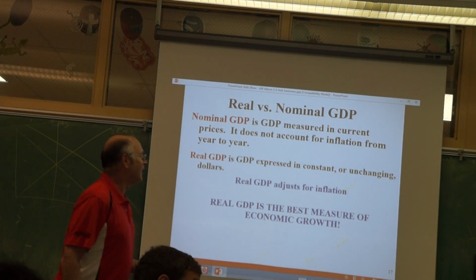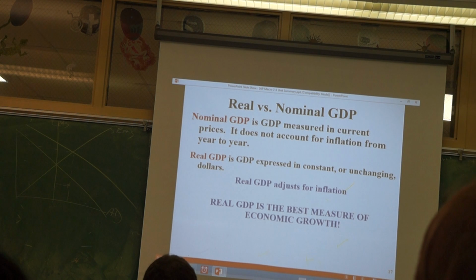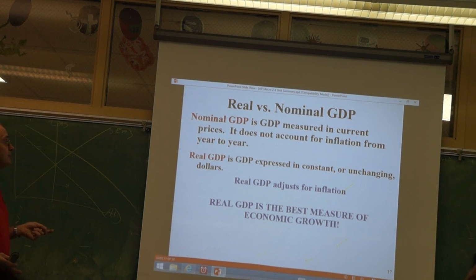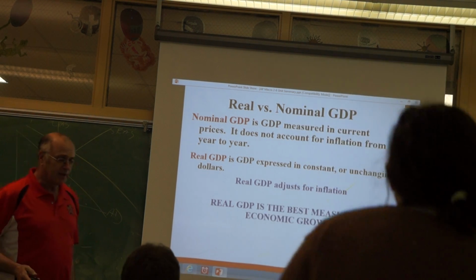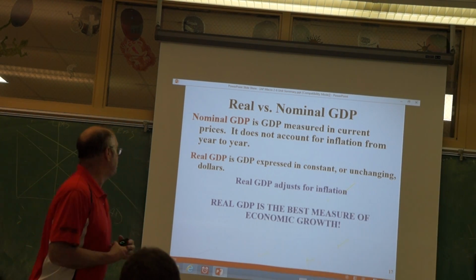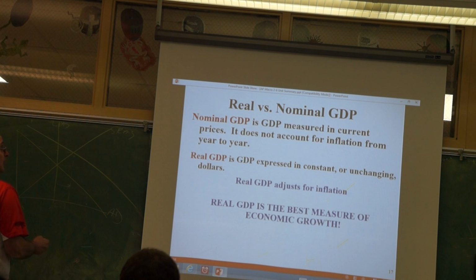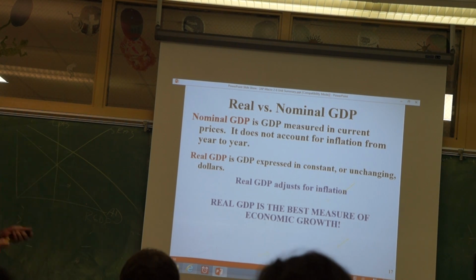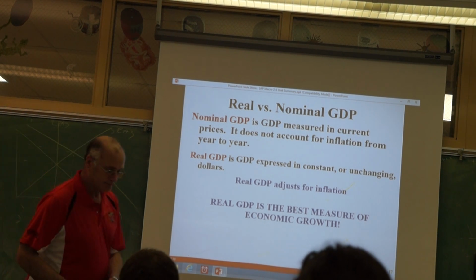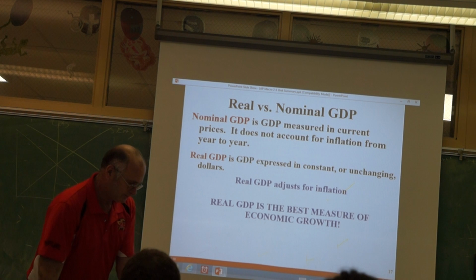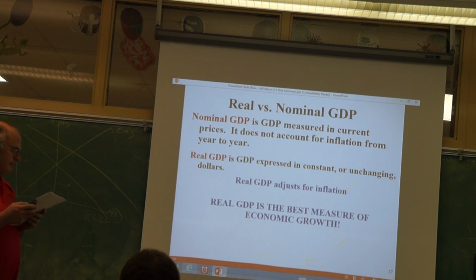Okay. Real GDP is the best measure of economic growth because it's taking inflation in. So if real GDP, which by the way is what we graph, is increasing, then we know that we're producing more goods and services.